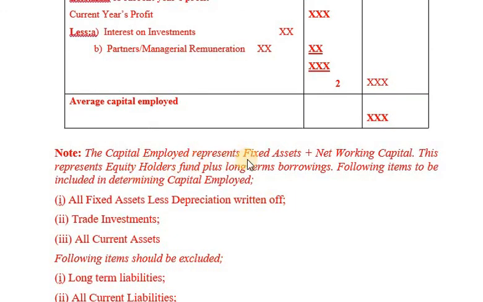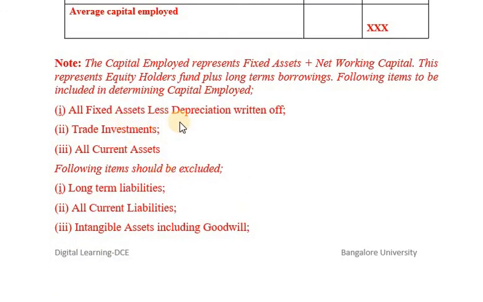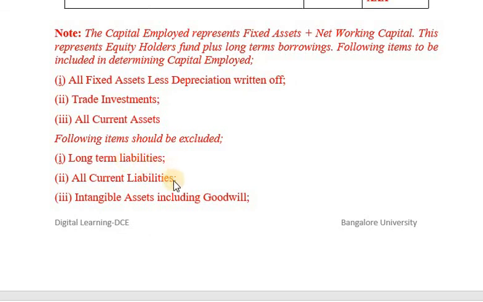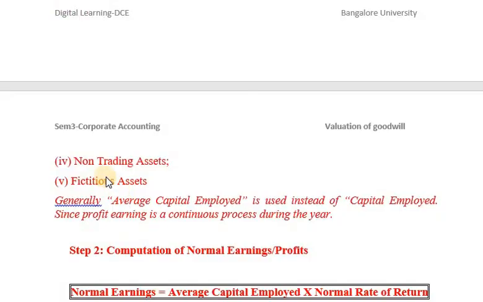The capital employed represents fixed assets plus net working capital. This represents equity holders' funds plus long-term borrowings. The following items are to be included in determining capital employed: all fixed assets less depreciation written off, trade investments, all current assets. The following items should be excluded: long-term liabilities, all current liabilities, intangible assets including goodwill, non-trading assets, fictitious assets. Generally, average capital employed is used instead of capital employed since profit earning is a continuous process during the year.